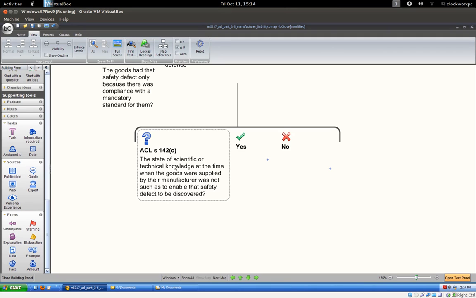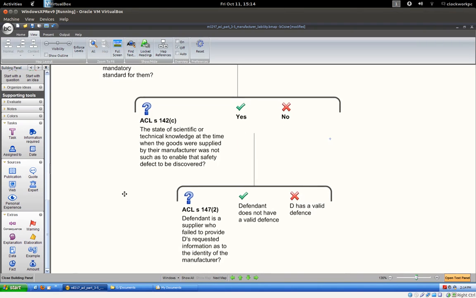So I suppose if we're looking at a drug or some new device, then perhaps it might be that further research needs to be done before one can conclude that there is such a safety defect. So 142C is probably going to be of particular interest if the product in question is a drug. Heads up.